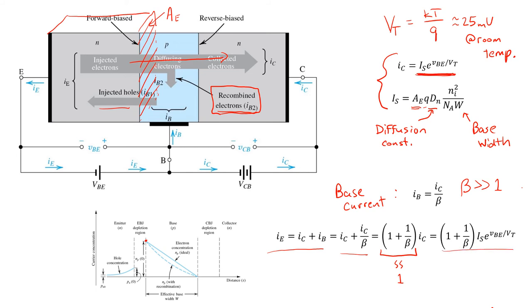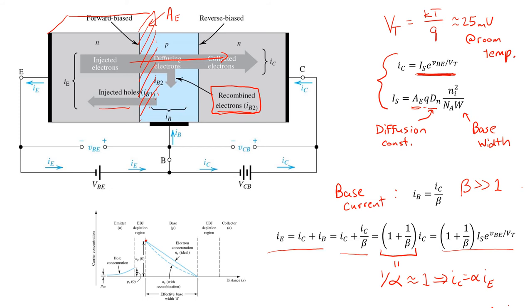Sometimes instead of using the constant beta to describe the fraction of emitter current that is lost to the base, we'll sometimes use alpha as a constant, which is just equal to 1 plus 1 over beta. Sorry, this value is 1 over alpha. It's approximately equal to 1, but alpha is a little bit smaller than 1. 1 over alpha is a little bit greater than 1. So that we can write the collector current as alpha times the emitter current.